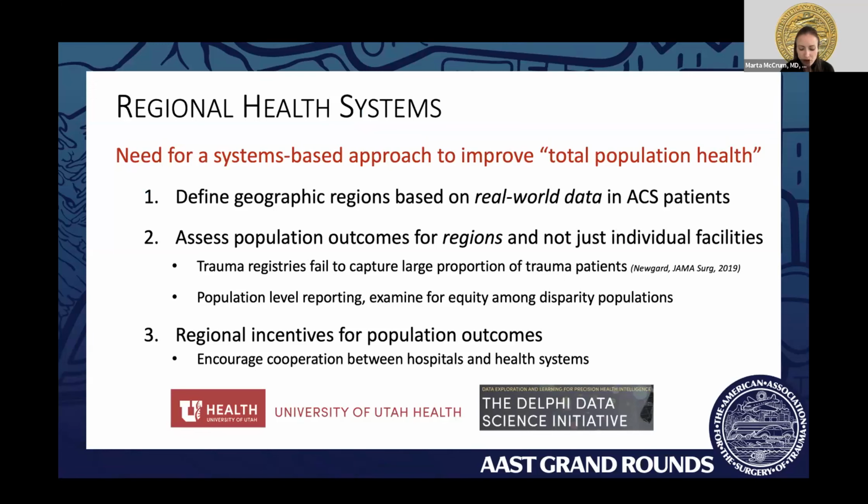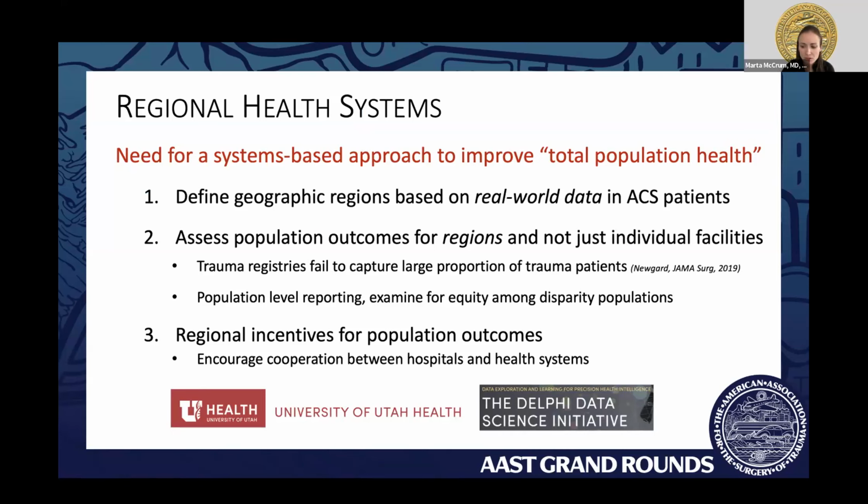And then that brings me to point 3, which is regional incentives for population outcomes. And once again, most of our pay for performance or incentive initiatives are based off of the population that is treated within the walls of our hospital. But again, if we're going to try and improve population outcomes, we need to think outside of the walls of our hospital and the total population health.